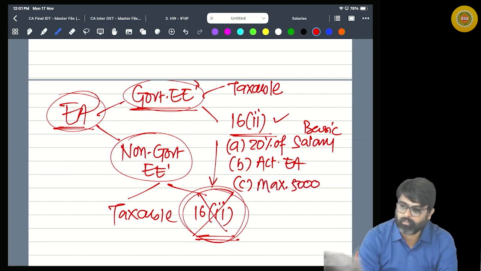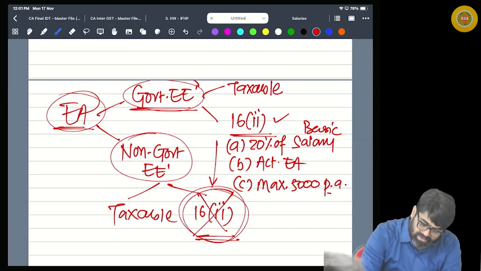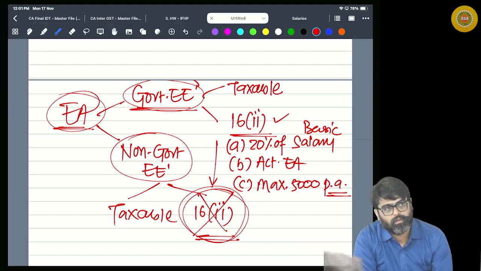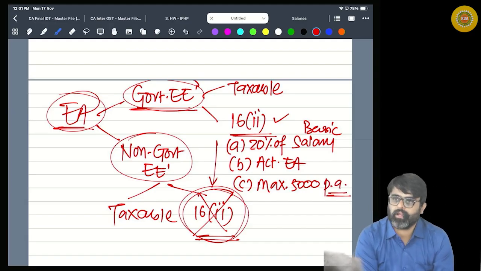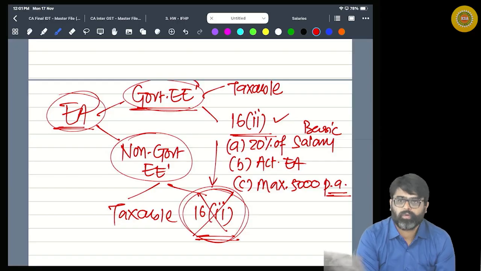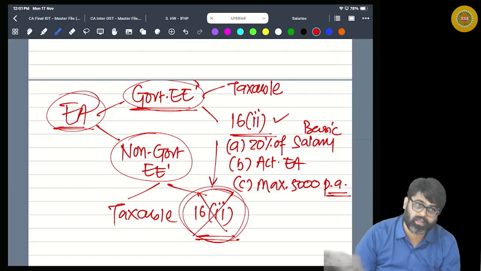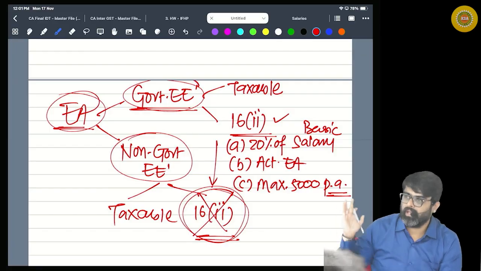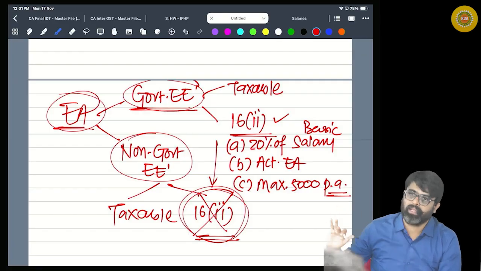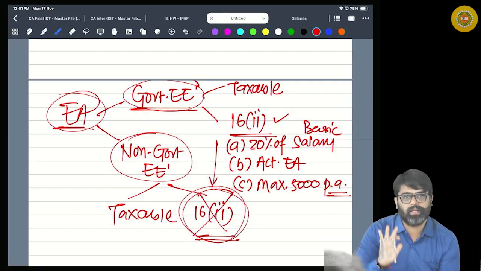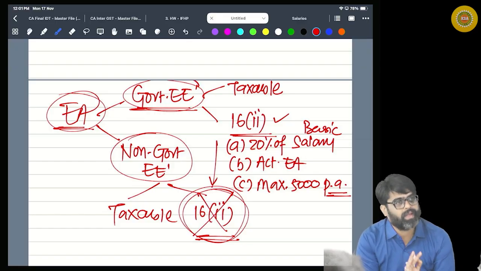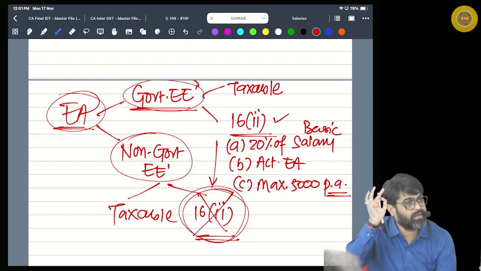5,000. Is it per month? No. This is per annum. So the maximum deduction for entertainment allowance cannot be more than 5,000. If limit A and limit B are higher than 5,000, the deduction will be 5,000. If limit A or limit B is lower than 5,000, then the lower amount will be allowed as a deduction and not 5,000. In no case will the deduction be more than 5,000.